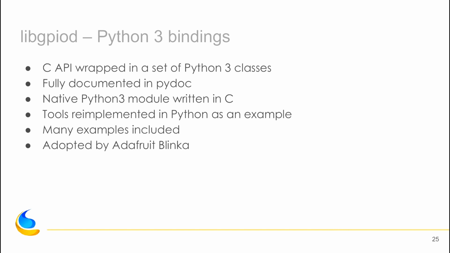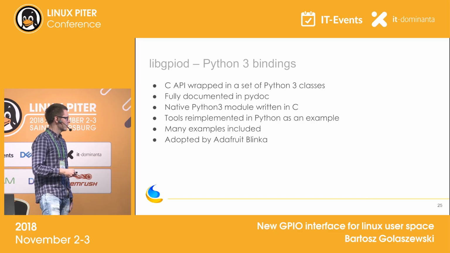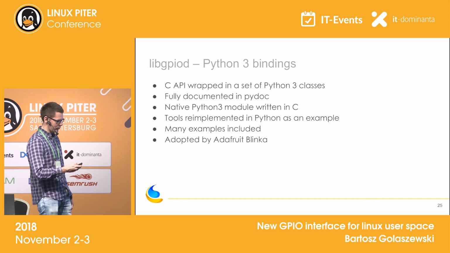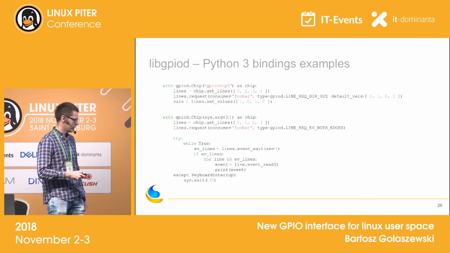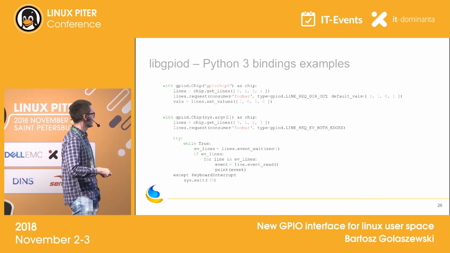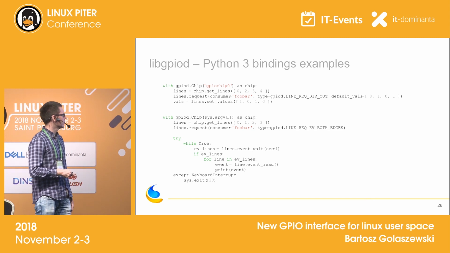Python 3. This was something that was requested by many users, and since version 1.1, we finally have it. This is written as a Python native extension in C. Again, the entire API is wrapped in Python C classes. It's documented in PyDoc. You can use help from Python itself. Again, we re-implement the tools, we include examples, and actually I learned that the Adafruit Blinka software suite uses Python bindings from libgpiod for toggling GPIOs.